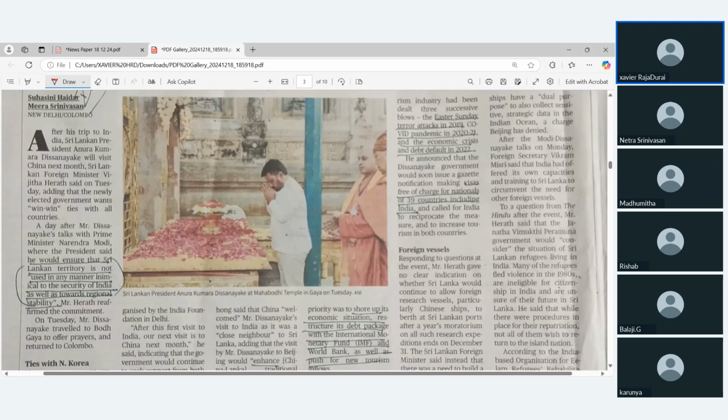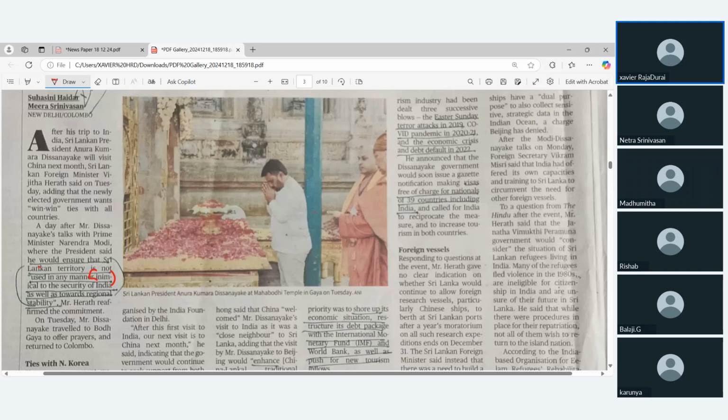One of the main points highlighted by him is that Sri Lanka would ensure that Sri Lankan territory is not used in any manner inimical to the security of India. Inimical means enemy country or enemy related things. That is, he has given assurance that they will not maintain foreign relations with anyone in a way that affects India's security.